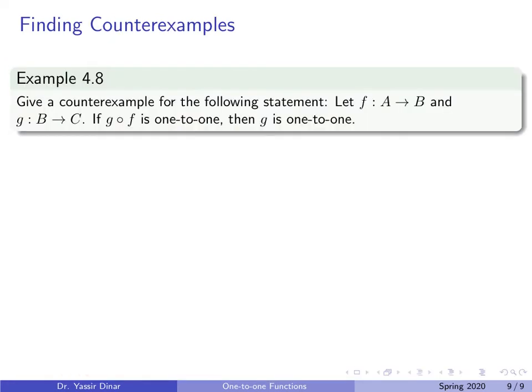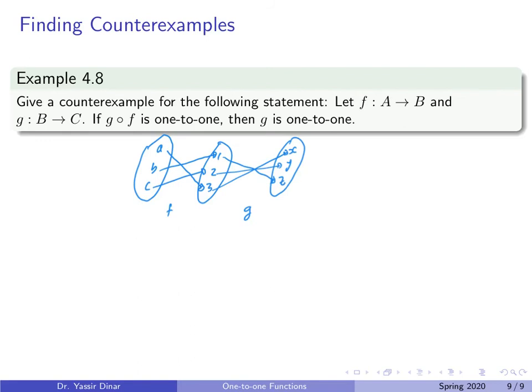Now let's see how to find a counterexample for a statement involving 1 to 1 and composition of functions. So give a counterexample for the following statement. Let f be a function from a set A to a set B, and g is a function from the set B to the set C. If g circle f is 1 to 1, then g is 1 to 1. So here it says that if the composition g circle f is 1 to 1, then the second function is 1 to 1. This is a wrong statement, and we will give a counterexample on finite functions.